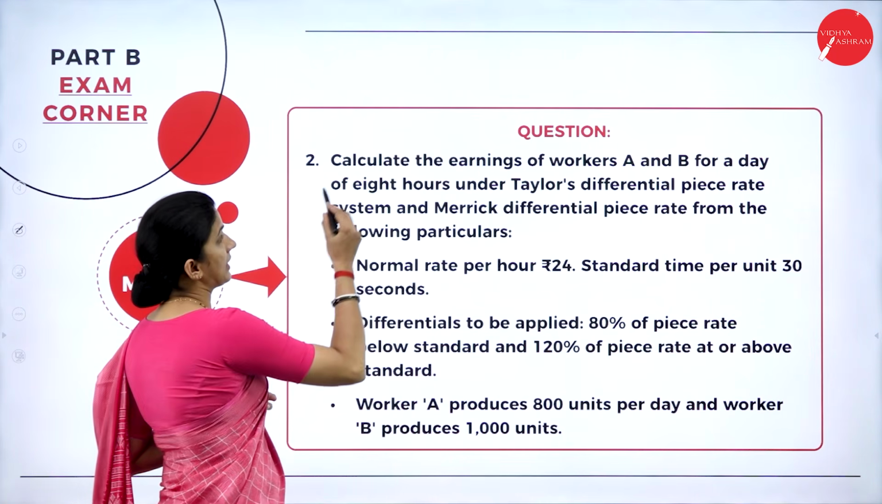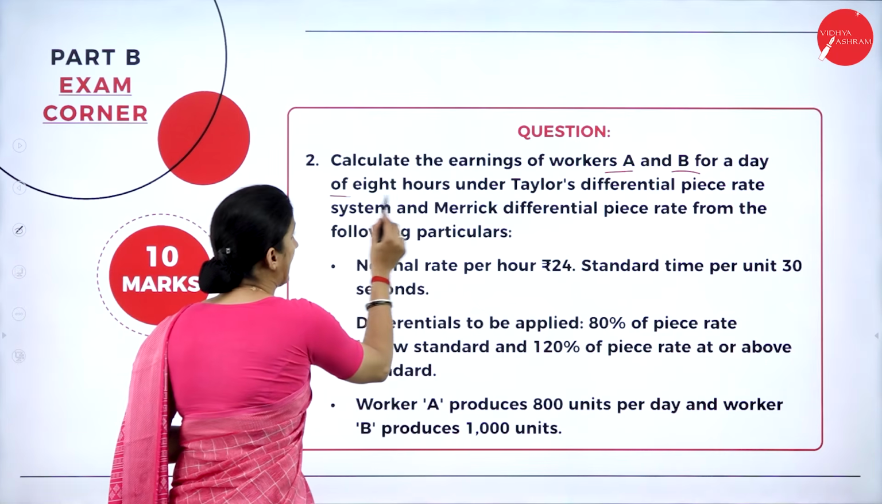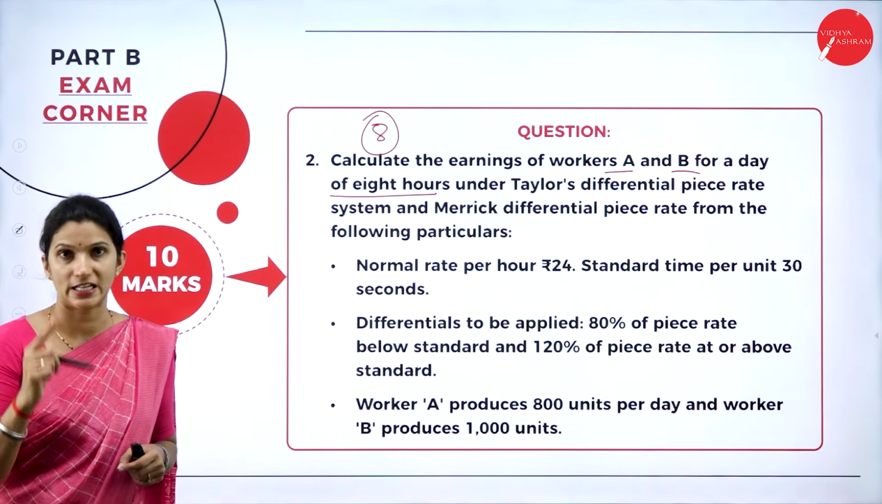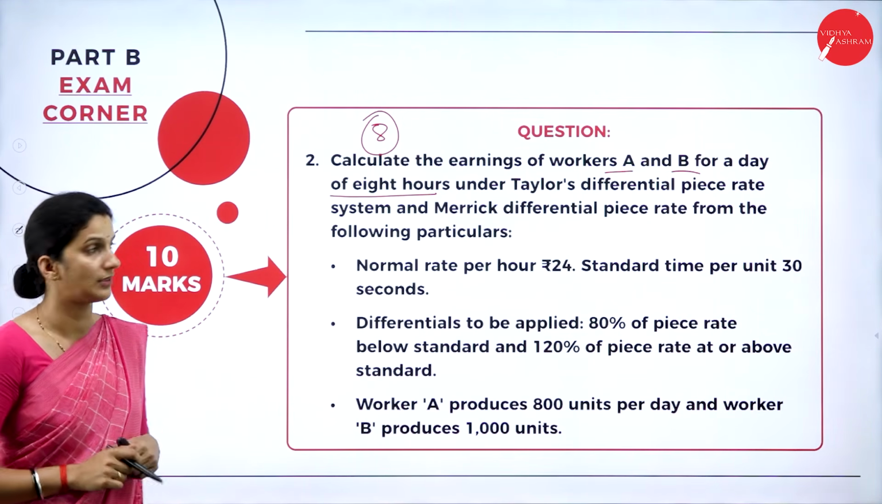So see the question, calculate the earnings of worker A and B for the day of 8 hours. So that means you are calculating the earnings of A and B for the day of 8 hours, means for 8 hours what is the earnings that you need to calculate.